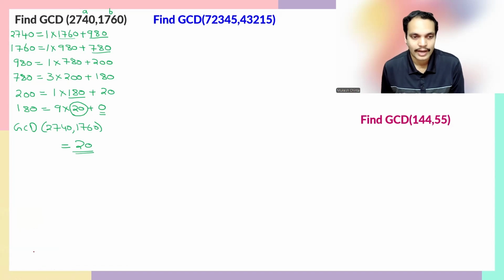So let me take another example, a somewhat larger example. Now, once again, I am checking A and B. If you are wondering what to do when 43,215 is here and 72,345 is here, nothing. You just simply swap the numbers. Now this becomes my A and this becomes my B. So let me write it down. First, we have to divide these with these.